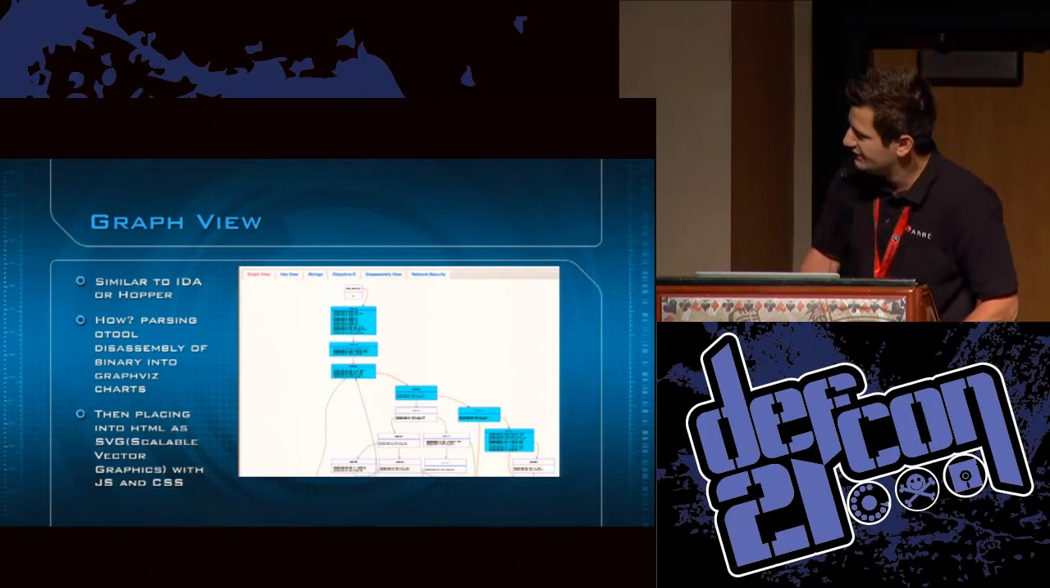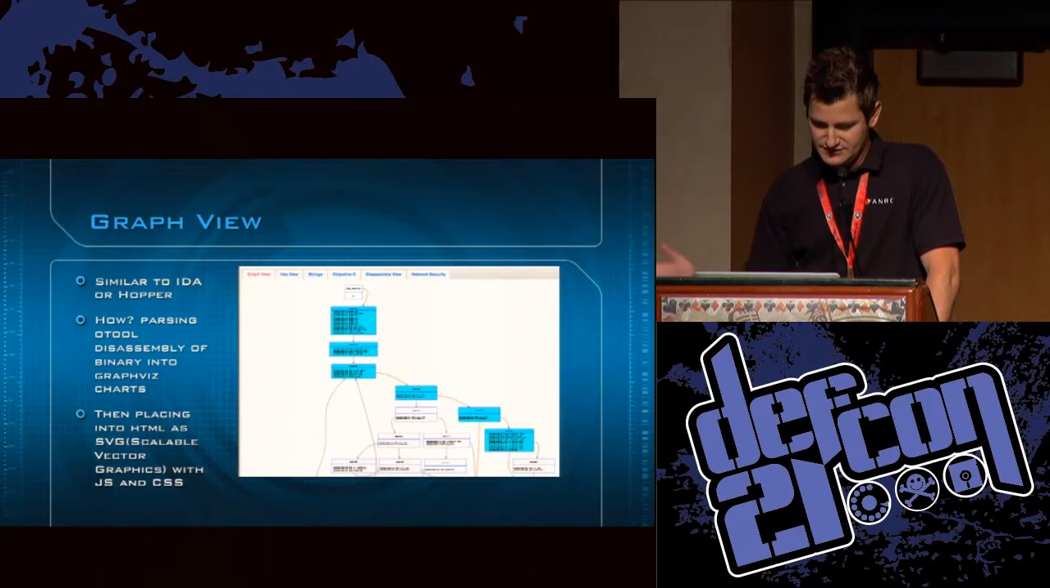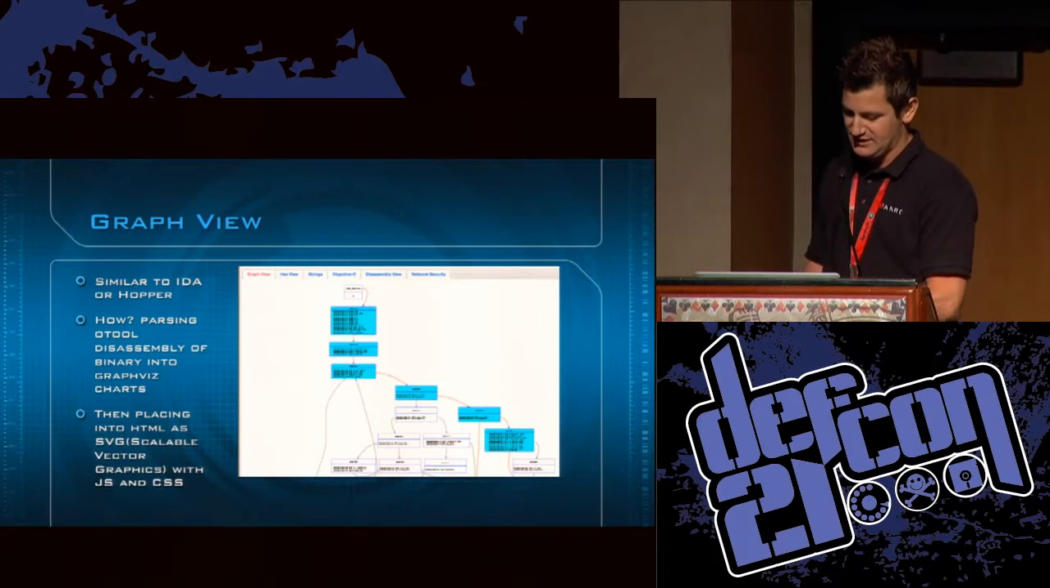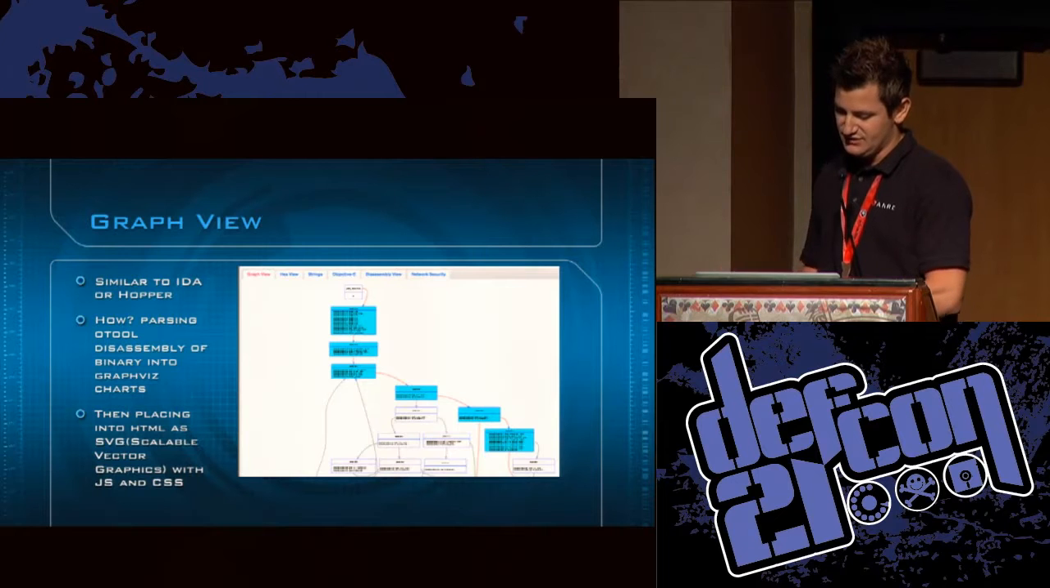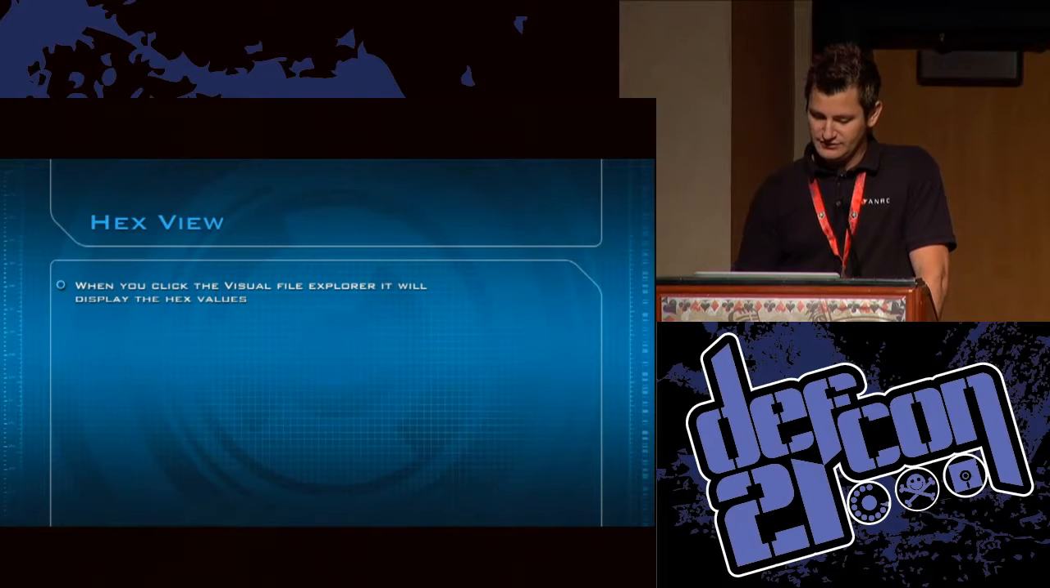So the graph view right here, with a few highlights I've demonstrated, you can see it looks, again, very similar to IDA or Hopper. How are we doing this? Basically, we're parsing the otool disassembly of the binary, and then we're doing a lot of magic. I don't have too much time to talk about it, but we're turning it into GraphViz charts, and then taking those GraphViz charts into HTML and placing them as SVG with JavaScript and CSS to give you all the visual effects.